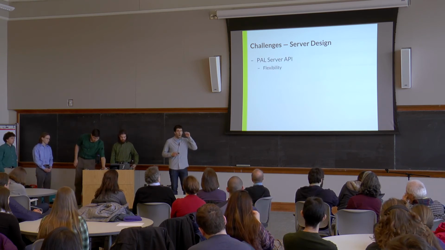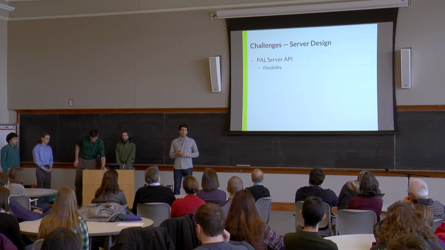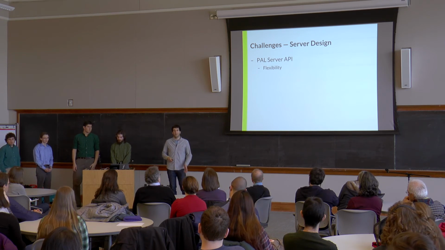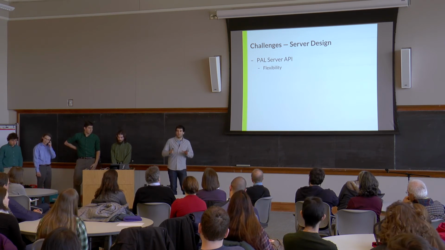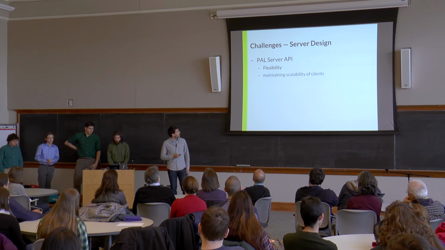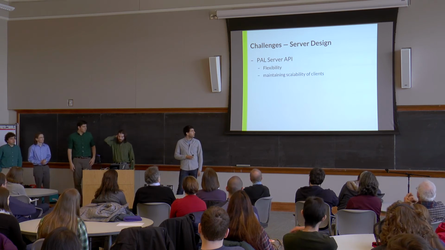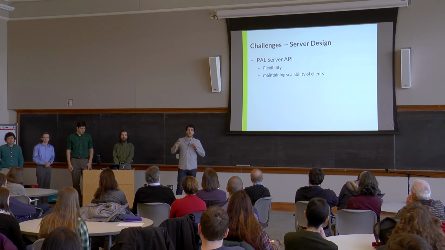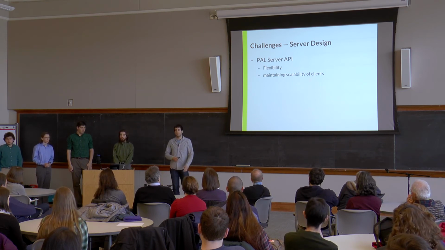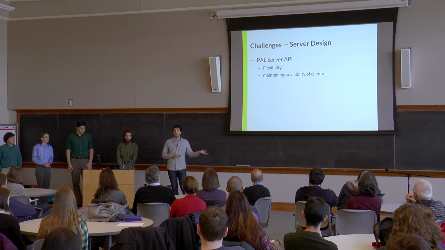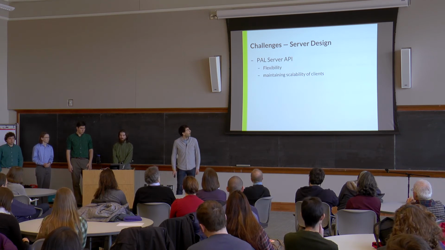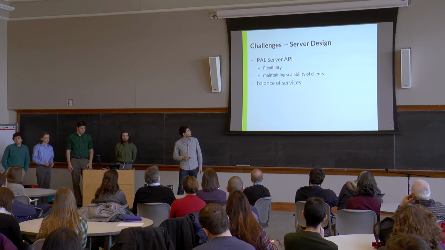And so the server API, we want it to be flexible in that we want down the road PAL to just be able to do anything. Anything we can imagine in the future, we want that to just be in our API. But at the same time, if the API gets really bulky, it's hard to maintain scalability of clients. The more things that the server is allowed to tell you to do, the harder it is to implement that. And so this is things like external actions, like posting to Facebook, and things like getting location data or user data. And so this is a balance we've been trying to strike.